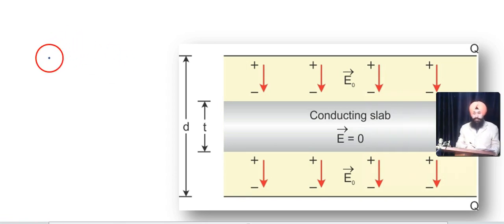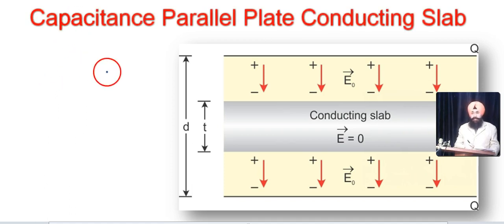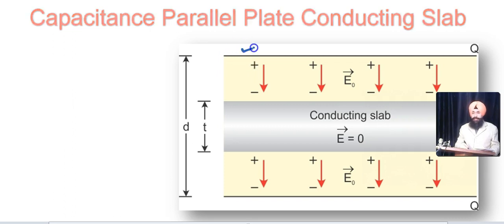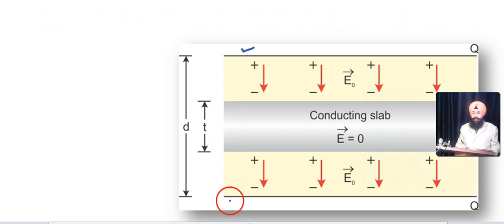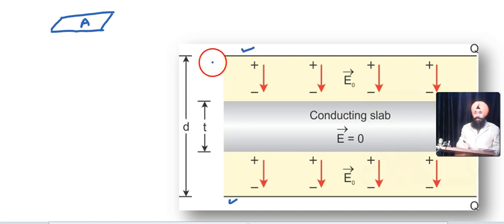Dear friends, today my topic is capacitance of the parallel plate capacitor with the conducting slab. This is the positive plate, this is the negative plate of the capacitor, and the area of the plate is like this shape. I mean, it is having some area, because this line is a section view. So the area of each plate is capital A.